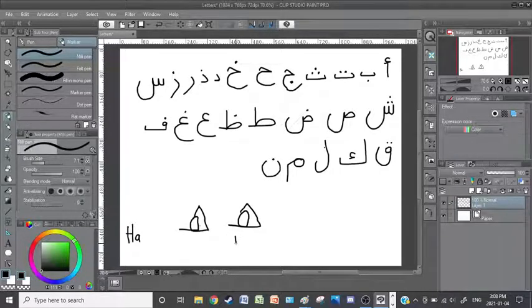This letter is ha, and as you can tell from its pronunciation, it is similar to the letter ha. Just remember, we do not write it as ha, because the letter ha does not exist in the Latin alphabet. So this letter is known as he.